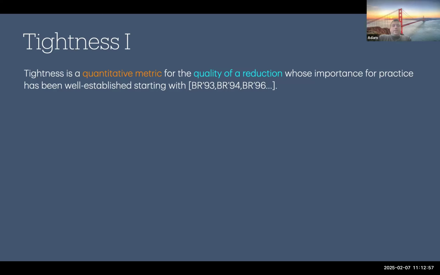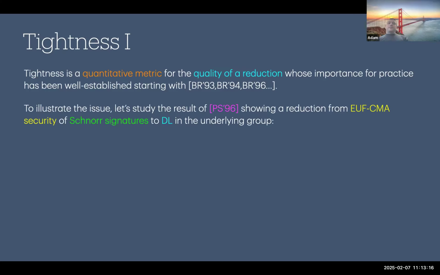Maybe you haven't learned about this. Tightness of a security reduction is a quantitative metric of the quality of a reduction, right? We don't just say that you have a reduction or you don't have a reduction. You can say how good the reduction is. Okay, and to illustrate, I won't define tightness in general. I'll just show you what I mean by giving you an example for Schnorr.